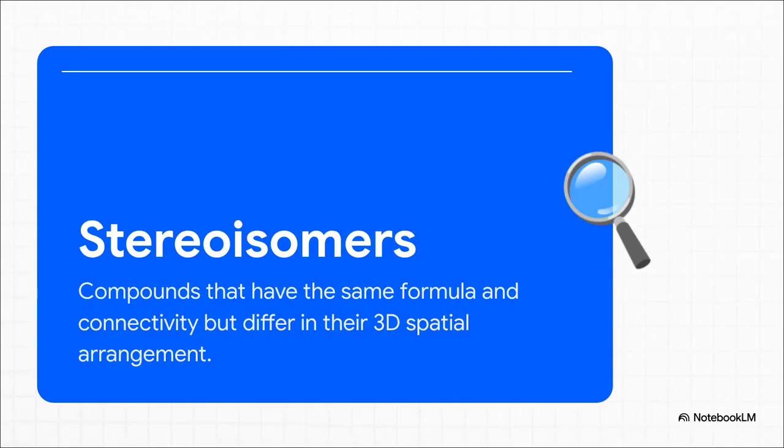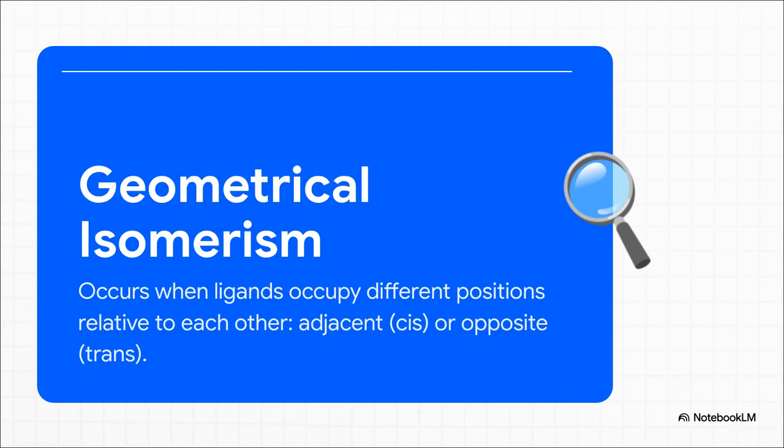So just to be crystal clear, stereoisomers have the same bonds, but the atoms are just positioned differently in space. Now this category is divided into two main types you need to know, geometrical isomers and optical isomers. Geometrical isomers are all about relative positions. You know, are the ligands neighbors, or are they on totally opposite sides of the molecule? We've got special terms for this. If they're right next to each other, we call it cis. If they're across from each other, we call it trans.